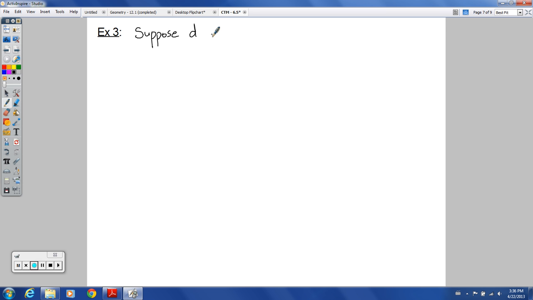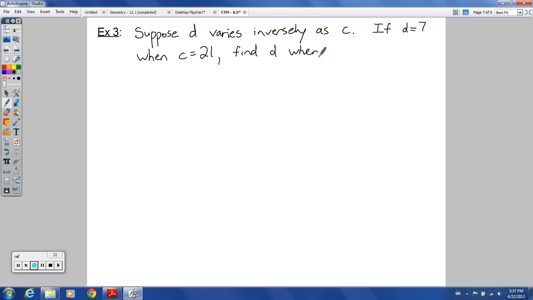Yeah. Suppose D varies inversely as C. So that wording again shows up like that. That just means D varies inversely as C. D is like your Y value, C is like your X value. Now you don't always have to use those letters, but as C gets bigger, that means, since it's inversely, D is going to get smaller. So let's say that this is true. If D equals 7 when C equals 21, find D when C equals 13.